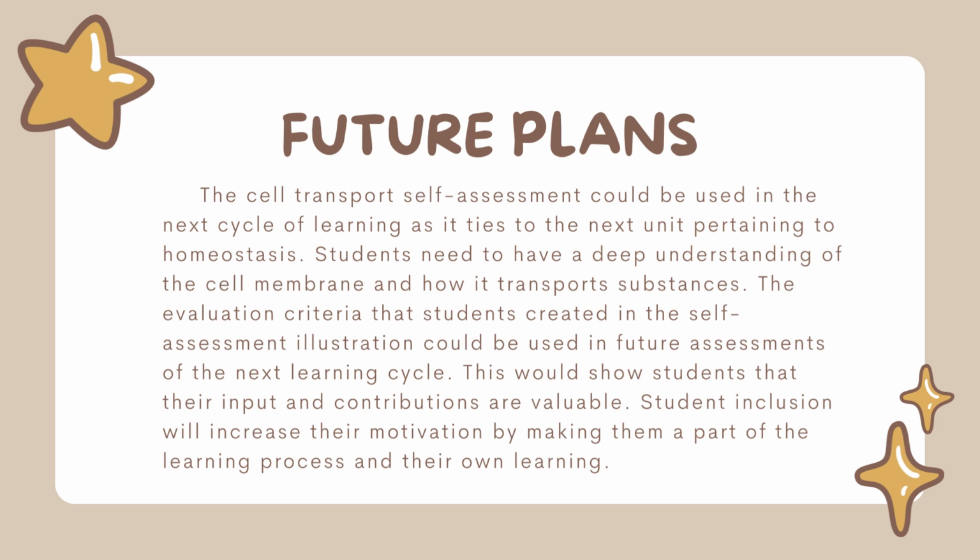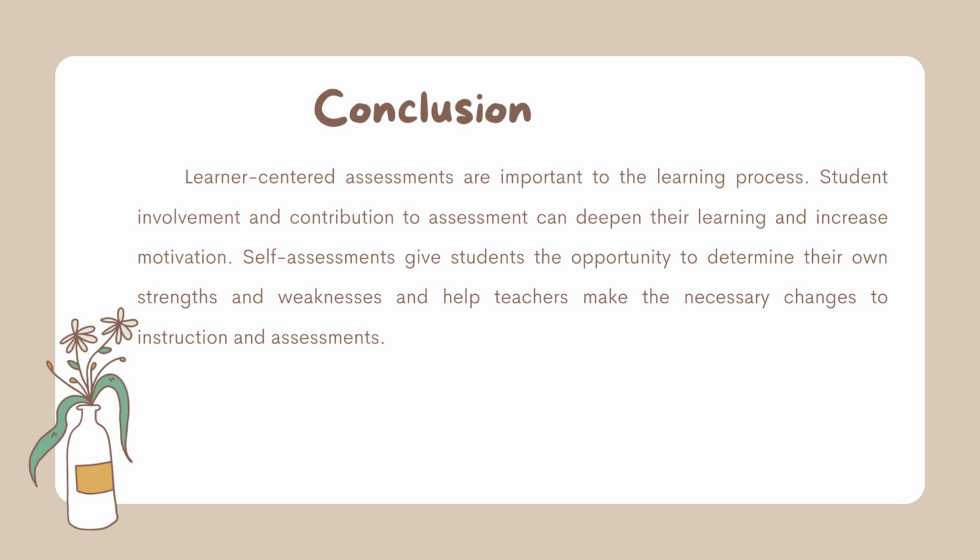Future plans. The cell transport self assessment could be used in the next cycle of learning as it ties to the next unit pertaining to homeostasis. Students need to have a deep understanding of the cell membrane and how it transports substances. The evaluation criteria that students created in the self assessment illustration could also be used in future assessments of the next learning cycle. This would show students that their input and contributions are valuable. Student inclusion will increase their motivation by making them a part of the learning process and their own learning.